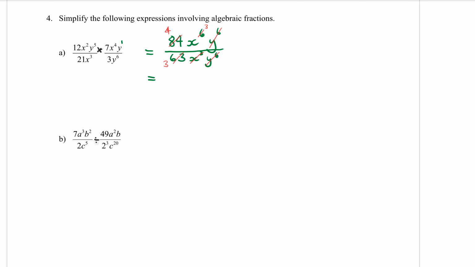Does that make sense? Let's write down what is left. I have a 4 and I have x to the power of 3 on the top, and on the bottom I had a 3. All right, part B.